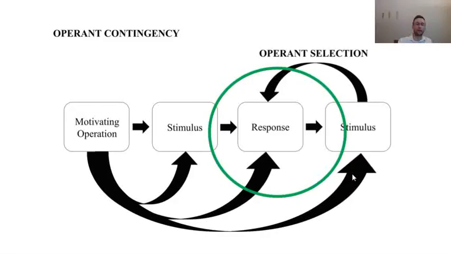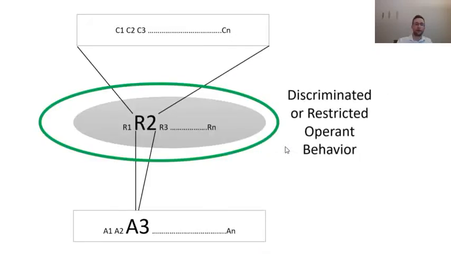So as we're talking about the student's response, we're talking about this part in the 4-term contingency. We're talking about this part of our discriminated or restricted operant diagram.